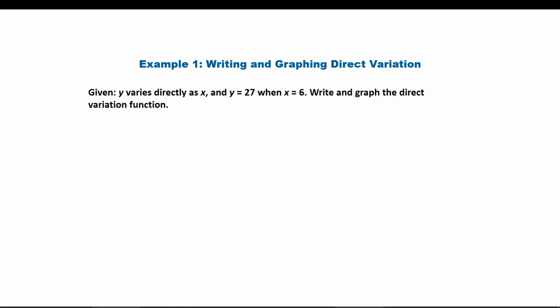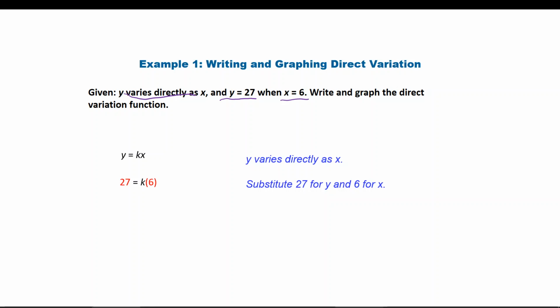All right, so the very first example is of writing and graphing direct variation. First of all, we're given that y varies directly as x. When we see it saying y varies directly as x, what that means is we're going to have an equation that looks like y equals k times x. The next information they give us is that y equals 27 and x equals 6. So all we need to do there is substitute 27 for y and 6 for x.